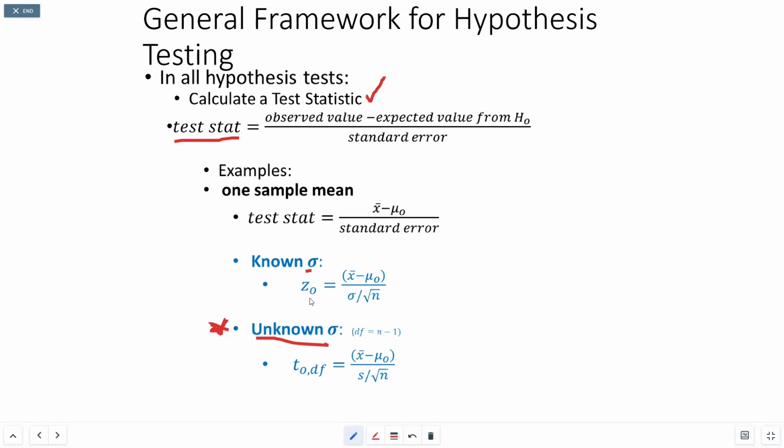If we know sigma, the test statistic is just the observed sample mean minus the expected value from the null hypothesis, divided by the standard error, which is sigma divided by the square root of n. If we don't know sigma, we're going to use the student t-distribution with degrees of freedom of n minus 1. Remember, n is your sample size, and it's almost the identical formula. The only difference is we don't know sigma, so we use the sample standard deviation in this formula to get our test statistic.